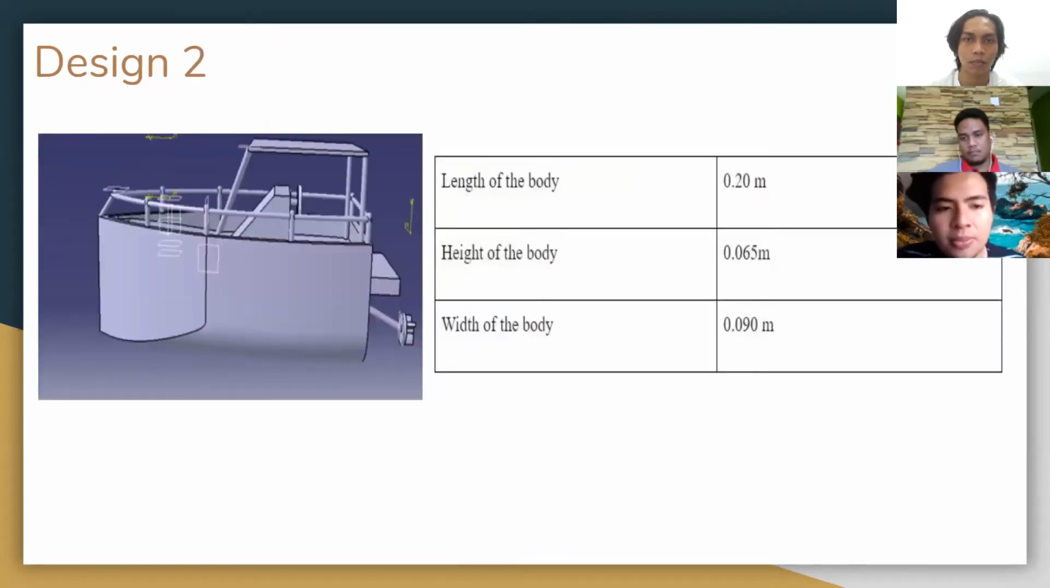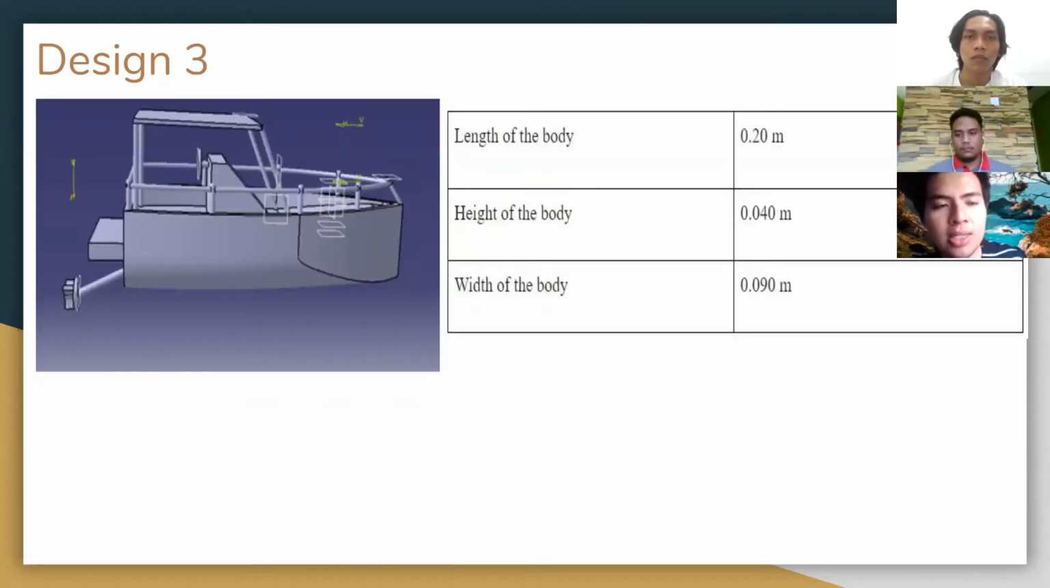Next slide. For the second design, as you can see, we are using a different type of design. You can look at the length, the height, and the width. The length is also the same at 1.2 meter. We actually only changed the height of the ship, which is about 0.065 meter. Design 3, please.